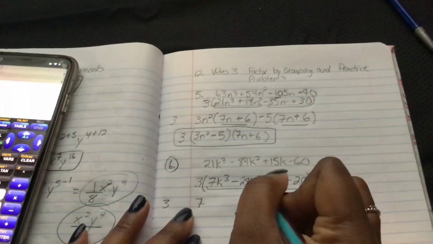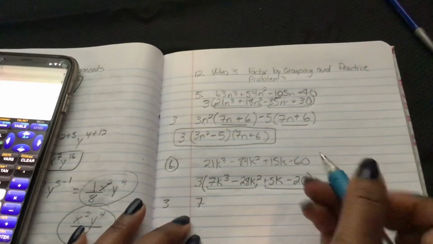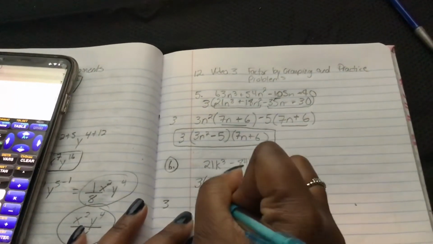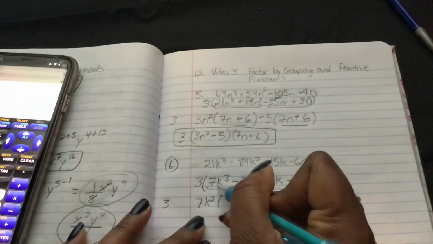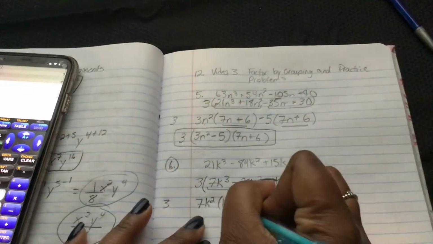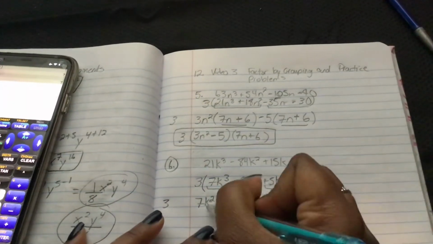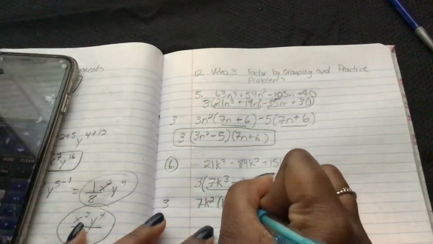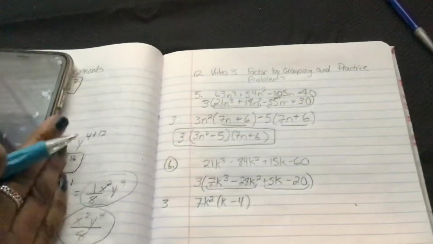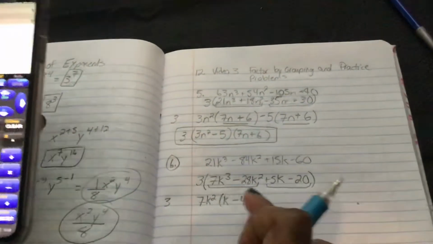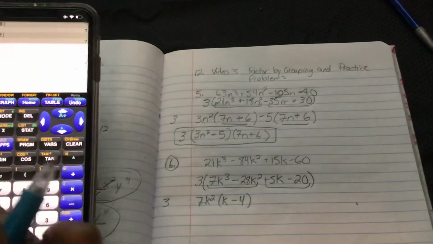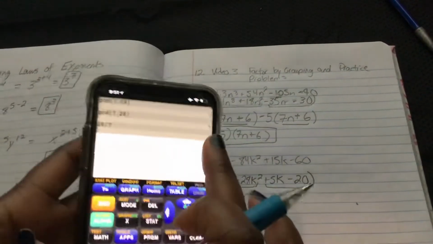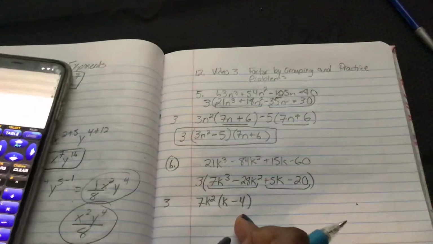They at least have 2 k's in common. So we're going to take out a 7k to the second. When you divide here, you're left with 1k. When you divide here, you're left with 4. All right, you're left with 4 there. Remember, you can divide 28 divided by 7, and that's how I get the 4 there, all right?